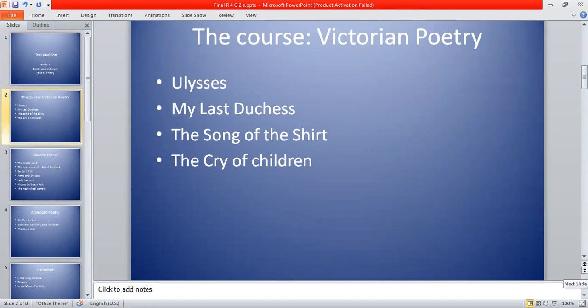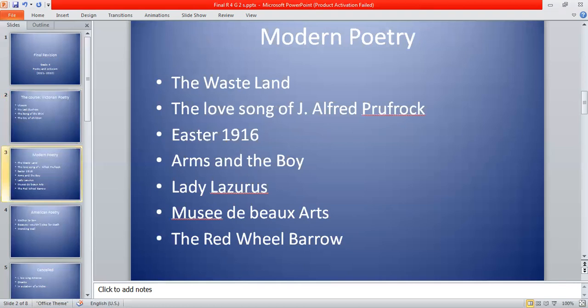About the Victorian poetry, or the poetry of the 19th century in England. We have studied Ulysses by Alfred Tennyson, My Last Duchess by Robert Browning, The Song of the Shirt by Thomas Hood, and The Cry of the Children by Elizabeth Barrett Browning. These are only the Victorian poems that you have to study.